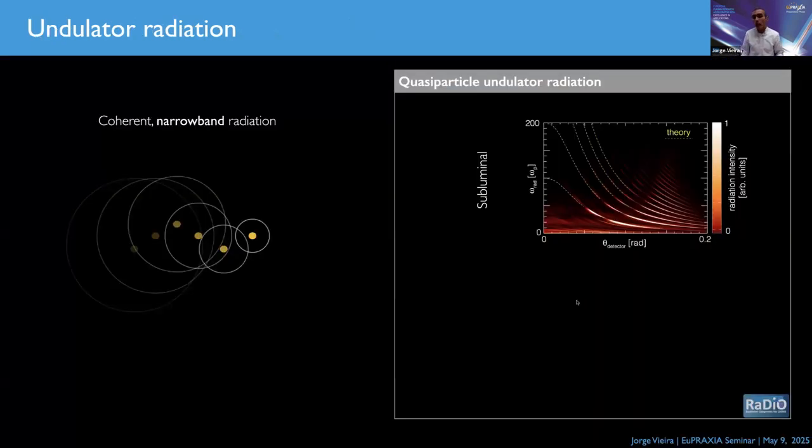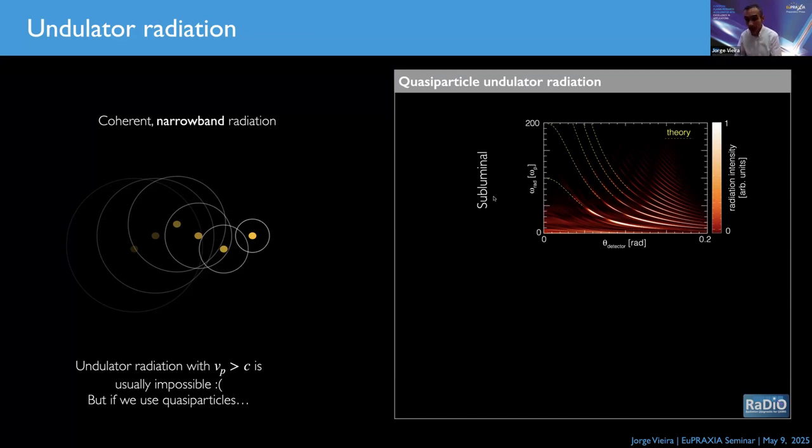So now we can compute the radiation. This is the spectrum of the radiation that we get. And suddenly we start to see these different undulator harmonics that I've shown to you a couple of slides before. So we see these different harmonics being emitted by these undulating quasi-particles. This is for a subluminal quasi-particle, as if it would be an electron. And of course, this undulator radiation is impossible when the electron is superluminal.